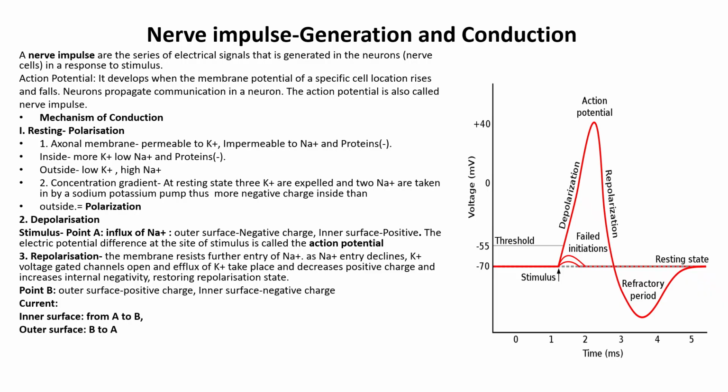So at point B, the outer surface has positive charge and the inner surface negative charge. On the inner surface the current flows from A to B, and on the outer surface the current flows from B to A. So in this there is nerve impulse generation and conduction. There are a total of 3 stages: resting polarization, depolarization and repolarization.